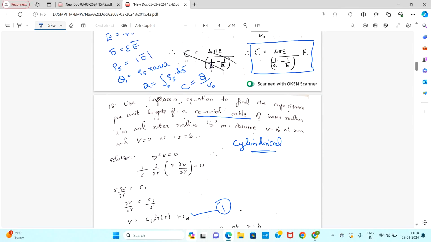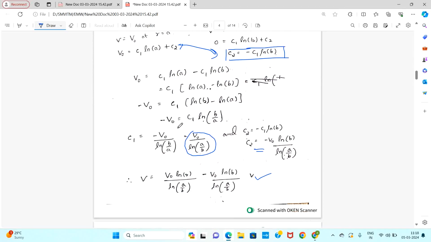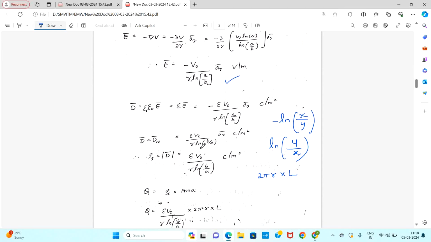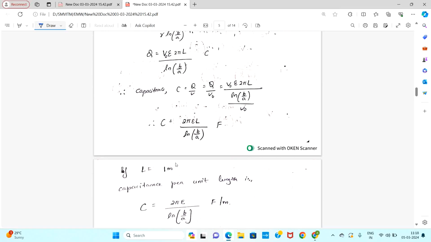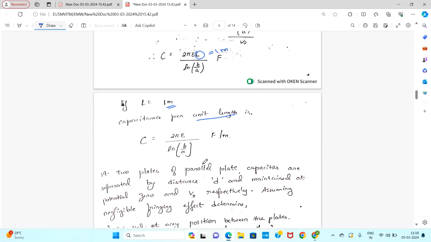In this particular question, they've asked you to find capacitance per unit length. Capacitance per length: if it is per length, you have to divide this capacitance value by 1 meter, unit length. So I have to assume that the length value is equal to 1 meter, and by that you get the equation for capacitance per unit length. Okay, so this is the second question.